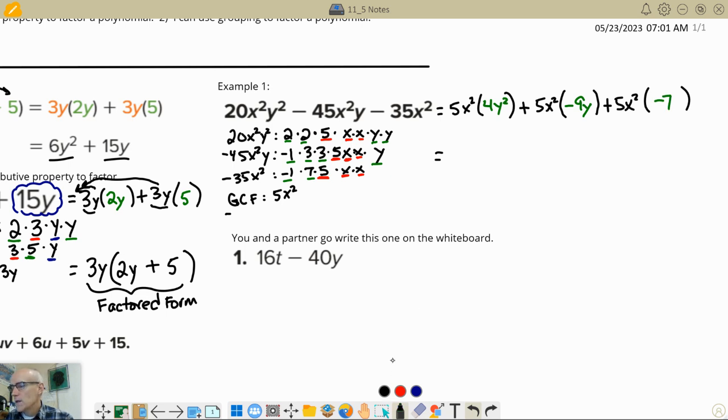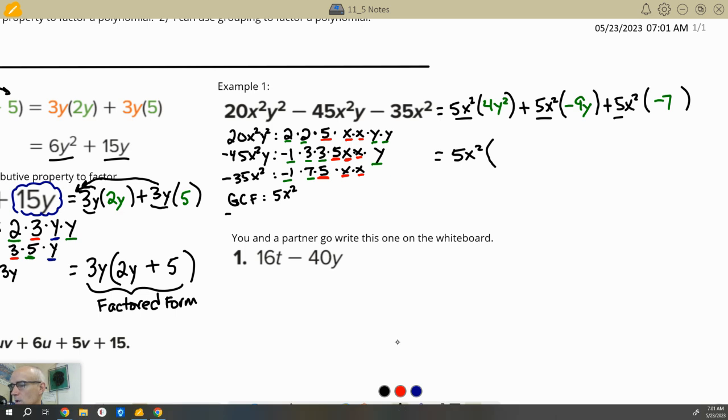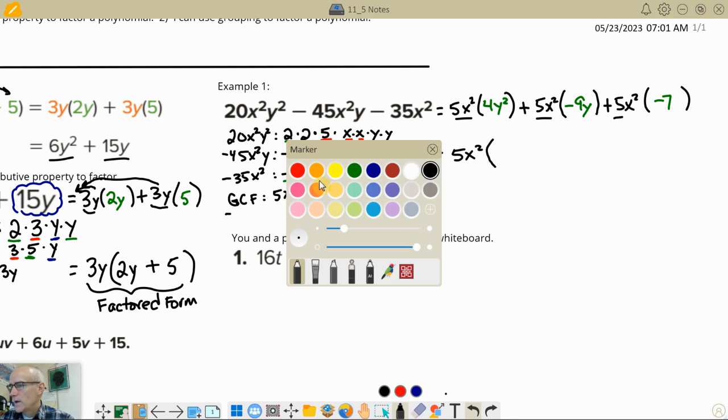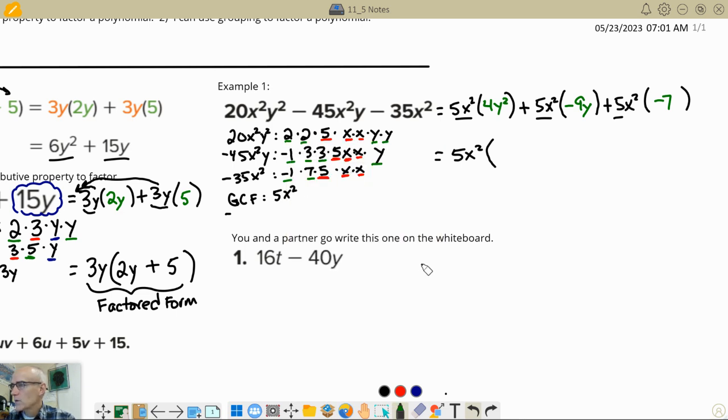Okay, my last step is to take out the common factor, the GCF, and put it out front. I go 5x squared, and then I put a parenthesis down, and then I take these green ones. I wish it would let me go back to green easily. I got to grab my mouse here. I put the green ones inside the parentheses. So I go 4y squared minus 9y minus 7, right? And I have now completely factored it.